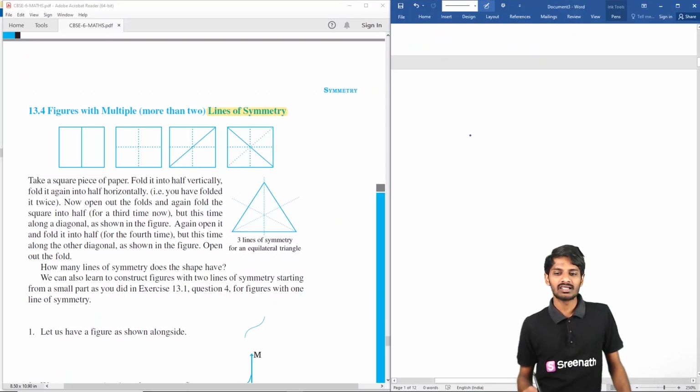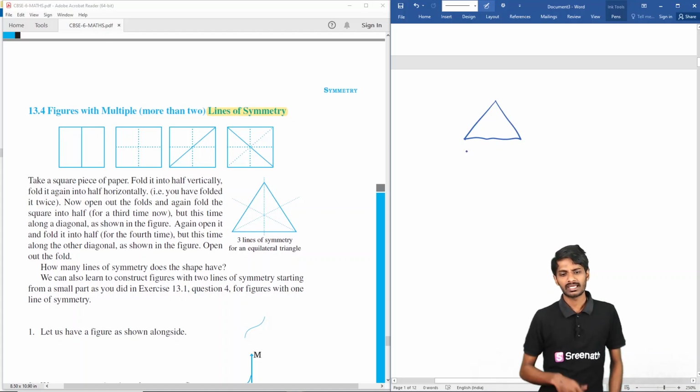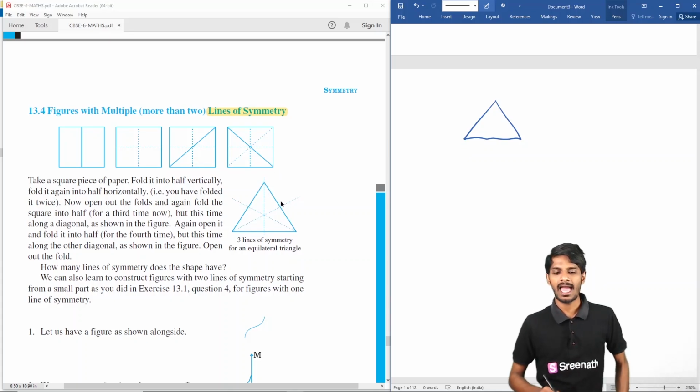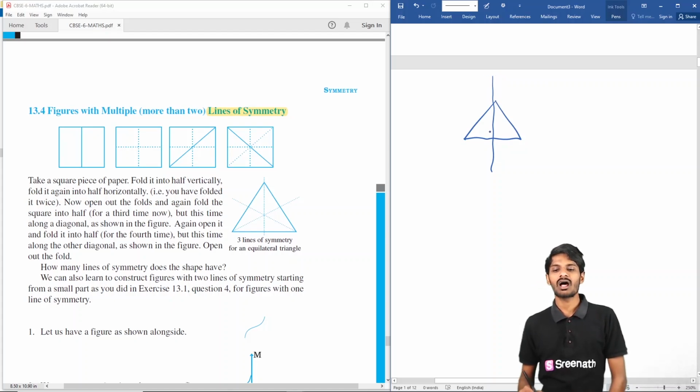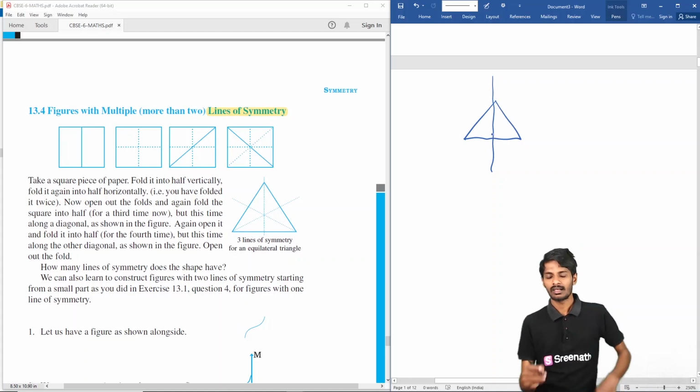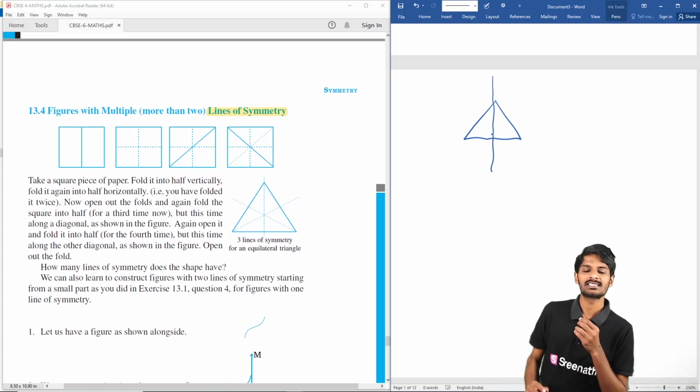Next, take an equilateral triangle. Take an equilateral triangle, okay, students. If you take an equilateral triangle, these are the axes, 3 lines of symmetry. This is one line of symmetry and this is another line of symmetry and this is another line of symmetry. If you can't understand, don't worry, I will explain. Fold it along one of its vertices and the opposite side, like that. You will get one symmetry. Observe that both sides match exactly. This is the symmetry.